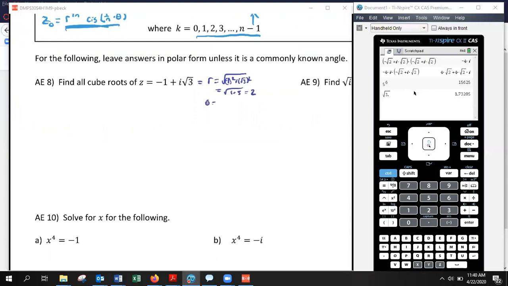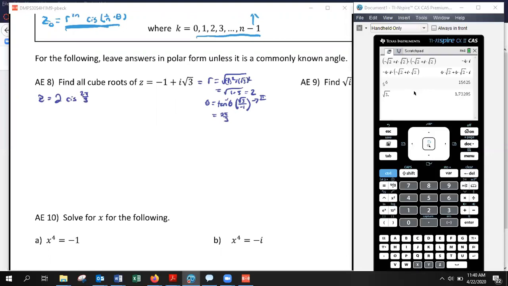And our theta is going to be the inverse tangent of y over x, where y is the square root of 3 and x is -1. We do need to check what quadrant we are in. x is negative and y is positive. That is quadrant number 2. So the inverse tangent of negative square root of 3 in quadrant 2 is 2 pi over 3. So our z in polar form is going to be 2 times cosine plus i sine of 2 pi over 3.